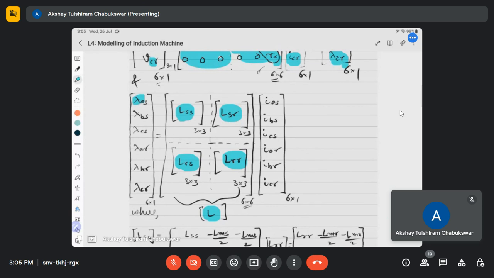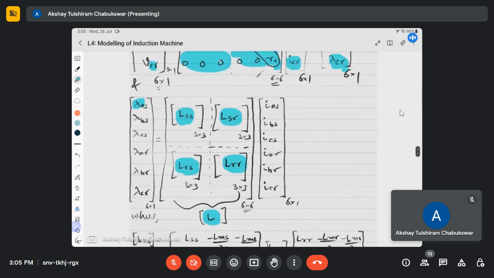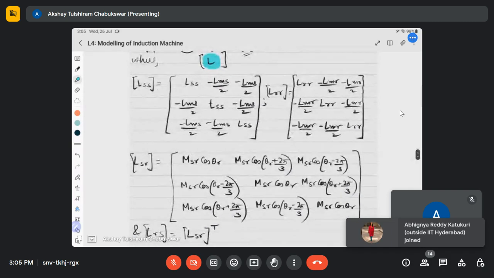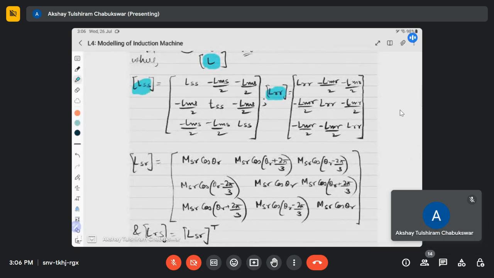We derived LSS and LRR using the dot product principle, by just taking the projection of ABC quantities on DQ quantities, or DQ quantities on ABC quantities. These inductance matrices are a function of theta. So here you can see LSS and LRR look very similar. The only difference is these terms. This is LSS, this is LRR. LSS is the inductance term that is confined to the stator winding, produced due to the current flowing through another stator winding.